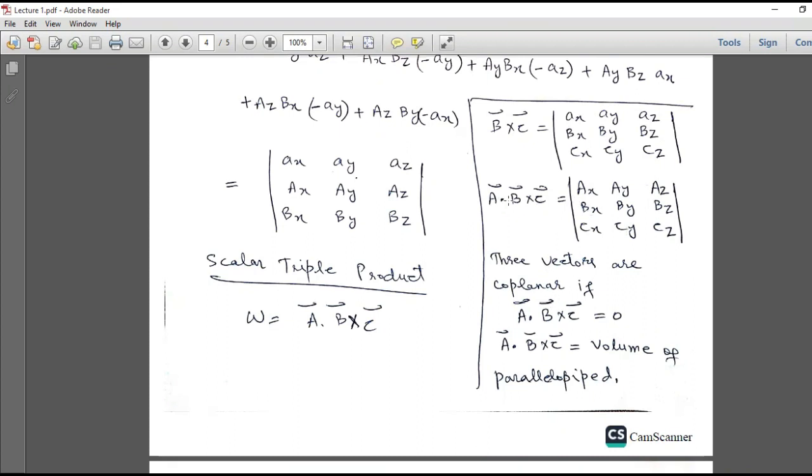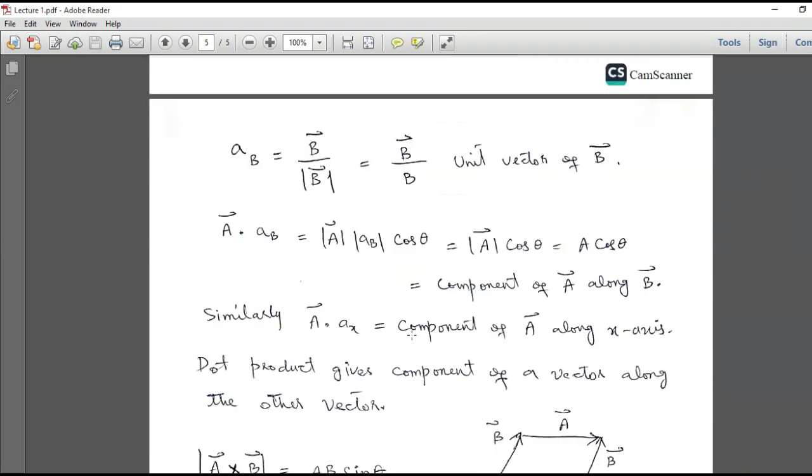If we want to check whether three vectors A, B, and C are coplanar, we have to take the scalar triple product of these three vectors, and if the result is zero, then these three vectors are called coplanar vectors. Secondly, these three vectors always constitute a parallelepiped. So if we want to calculate the volume of this parallelepiped, then we have to evaluate this scalar triple product, and that will give us the volume of the parallelepiped. So this is very important information regarding the dot product, cross product, and the scalar triple product.